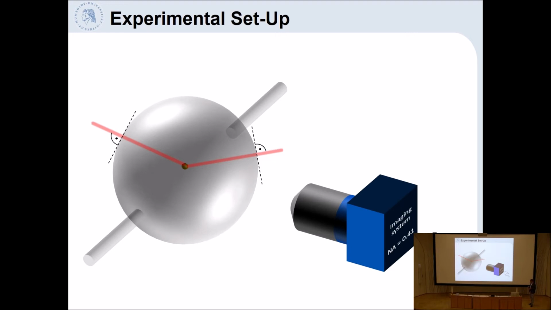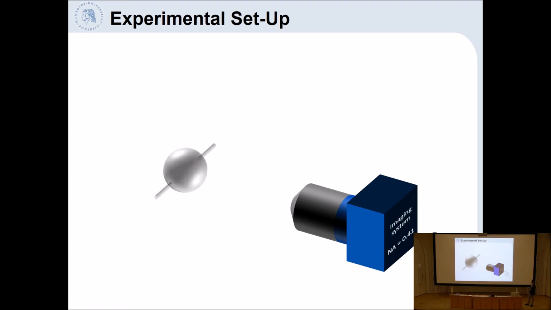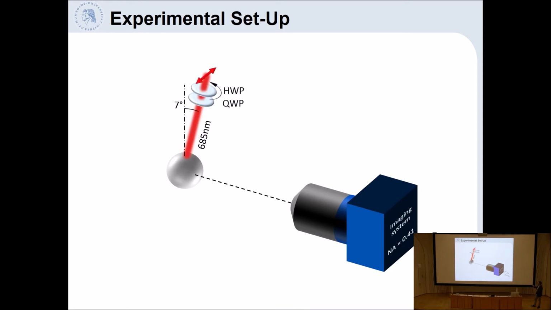Okay? And now we want to see the apparent position of this emitter by fitting the centroid of the point spread function. So what we do is we illuminate this emitter with light. In this case, it's 685 nanometers wavelength. And for technical reasons, it's not exactly at a right angle. It deviates from the right angle with respect to the optical axis by 7 degrees. And we put a half wave plate and a quarter wave plate such that we can now illuminate it with sigma plus or sigma minus polarized light.